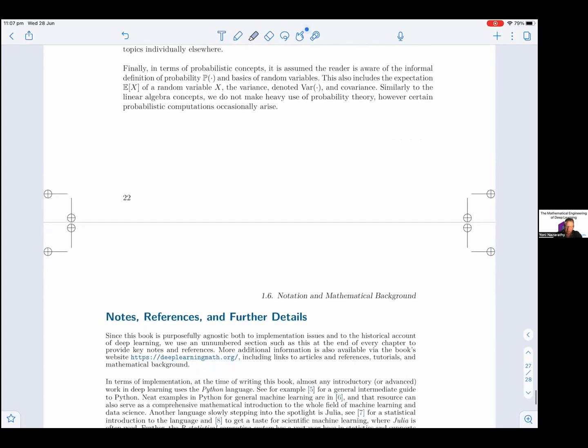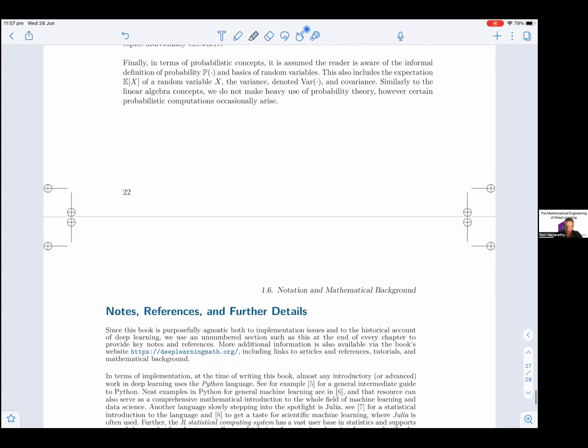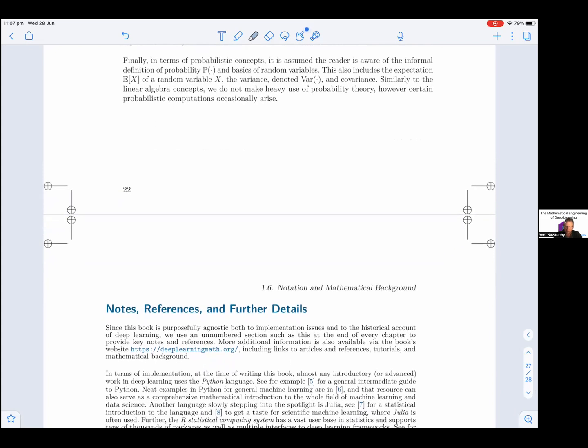Finally, in terms of probabilistic concepts, it is assumed the reader is aware of the informal definition of probability, P, and basics of random variables. This also includes the expectation, E[X], of a random variable X, the variance denoted Var, and covariance. Similarly to the linear algebra concepts, we do not make heavy use of probability theory. However, certain probabilistic computations occasionally arise.